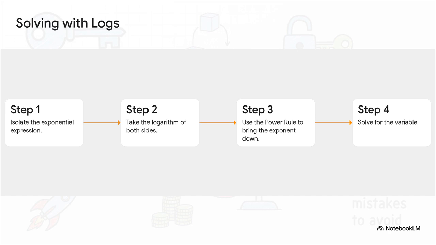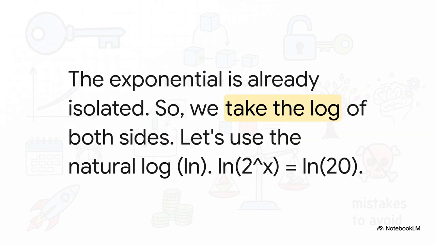Then, take the log of both sides of the equation. After that, you use a really cool trick called the power rule to bring the variable down out of the exponent. And then, you just solve for it. So, back to our original problem.